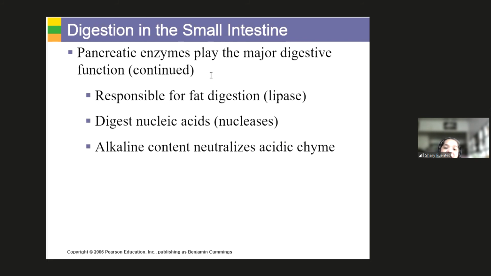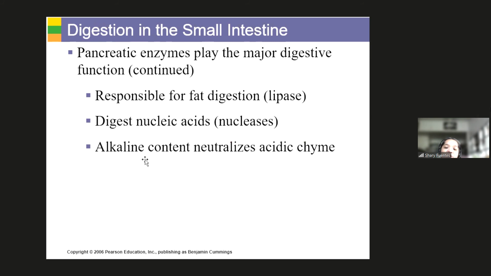Pancreatic enzymes play a major role. Okay. So, anong gina-release niya? Fat digestion, they secrete lipase. Nucleic acid, nucleases. You know, it's A-S-E at the end. Okay, so you remember them, because the fat is from the lipid, and so, therefore, lipase.